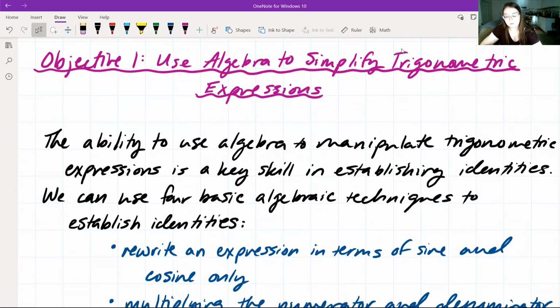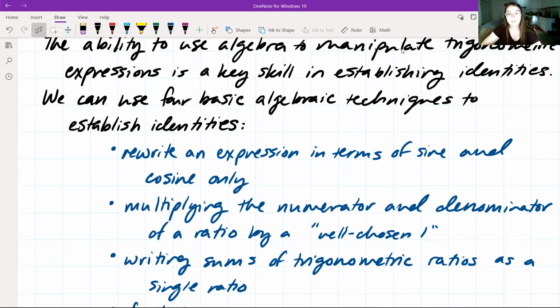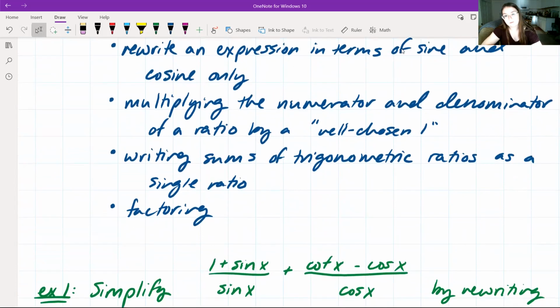All right, so objective 1, we want to use algebra to simplify trigonometric expressions. The ability to use algebra to manipulate trigonometric expressions is a key skill in establishing your identities. We can use 4 basic algebraic techniques to establish identities. So first being that you can rewrite an expression in terms of sine and cosine only. You can multiply the numerator and denominator of a ratio by a well-chosen 1. So that means that you can multiply anything by an equivalent of 1. Writing sums of trigonometric ratios as a single ratio. And then lastly, factoring.